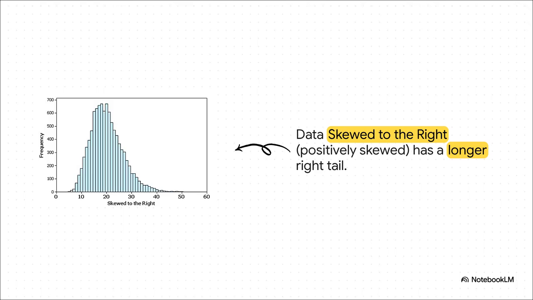A classic example of this is income. Most people earn a certain amount, but then you have a few very, very high earners that create that long tail off to the right.